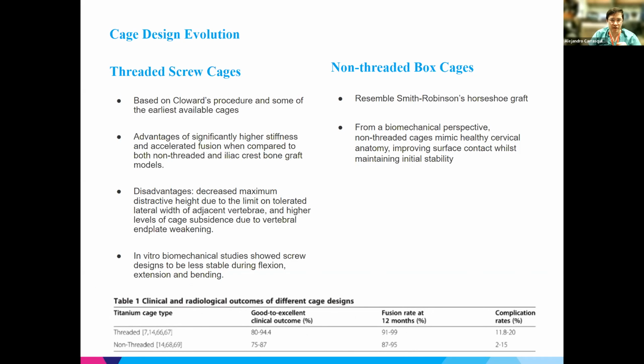As mentioned, the non-threaded box cages resemble the Smith-Robinson graft, and from a biomechanical perspective, they mimic healthy cervical anatomy, improving surface contact while maintaining initial stability. So some of the early results show good to excellent clinical outcomes with both, a little bit higher with the threaded cages, with higher fusion rates, but higher complication rates as well.